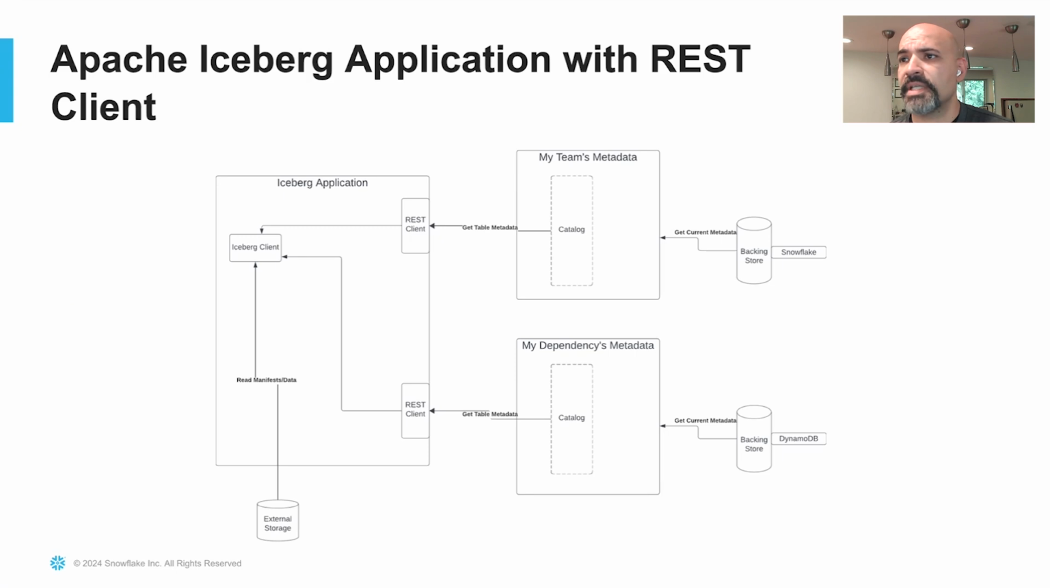Now that REST client reaches out to a service that lives somewhere else, and that could be your team's metadata, it could be your dependency team's metadata. Then that external service reaches out to its own backing store, whether that's Snowflake or something else, and will read the table metadata and return that back to your Iceberg client. But then your Iceberg client doesn't really need to know anything about your team's metadata or your dependencies' backing store in order to get that metadata.